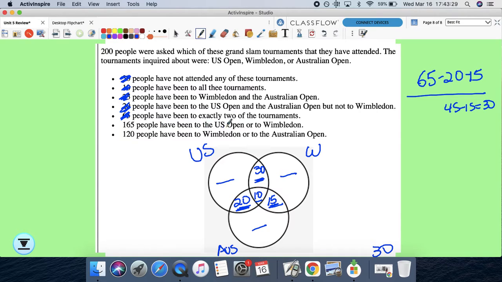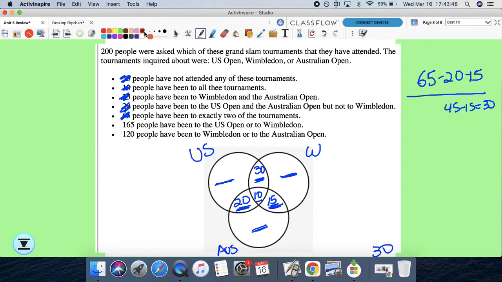165 people have been to the US Open or Wimbledon. So that would be this group, and this one, the OR group. Okay, which I can't do anything with. 120 people have been to Wimbledon or to the Australian. Wimbledon or the Australian. Again, this group, and this group.